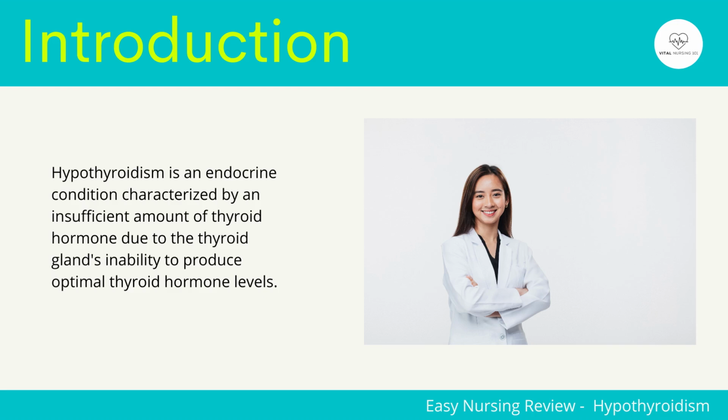Hypothyroidism is an endocrine condition characterized by an insufficient amount of thyroid hormone due to the thyroid gland's inability to produce optimal thyroid hormone levels. Important to know, this disease occurs most frequently in women ages 30 to 60. Now let's go over the causes.